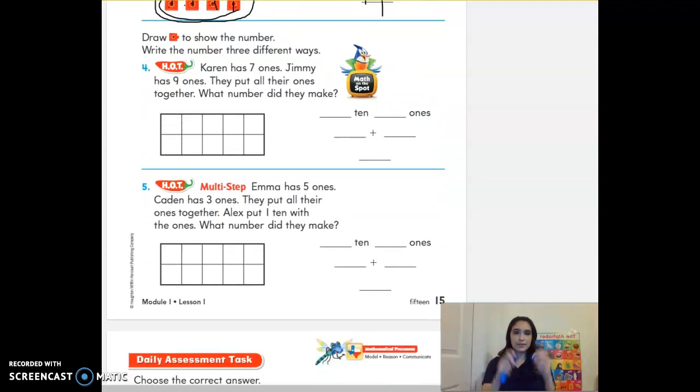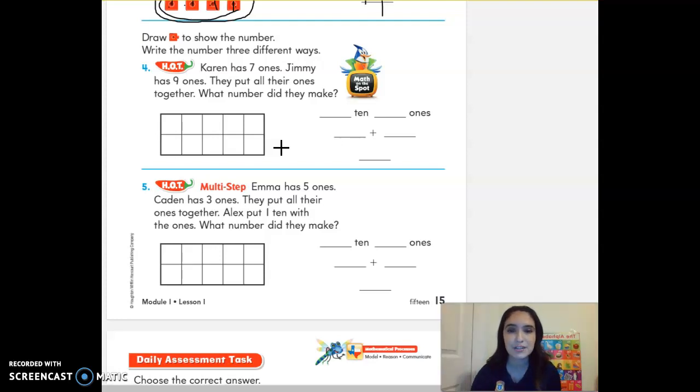We're going to do problem number 4. We're going to draw these counting cubes again to show the number. We're going to write the number 3 different ways. So we're going to do the exact same thing, except this time it's going to have a word problem. All right, it says Karen has 7 ones. So here's 1, 2, 3, 4, 5, 6, 7, okay? I have 7 ones. Jimmy has 9 ones, so he has 9 of these counting cubes. But they're going to put them together. Okay, so that means we're going to add 9 plus 7 to see how many they have in total. It says they put all their ones together, and what number did they make?